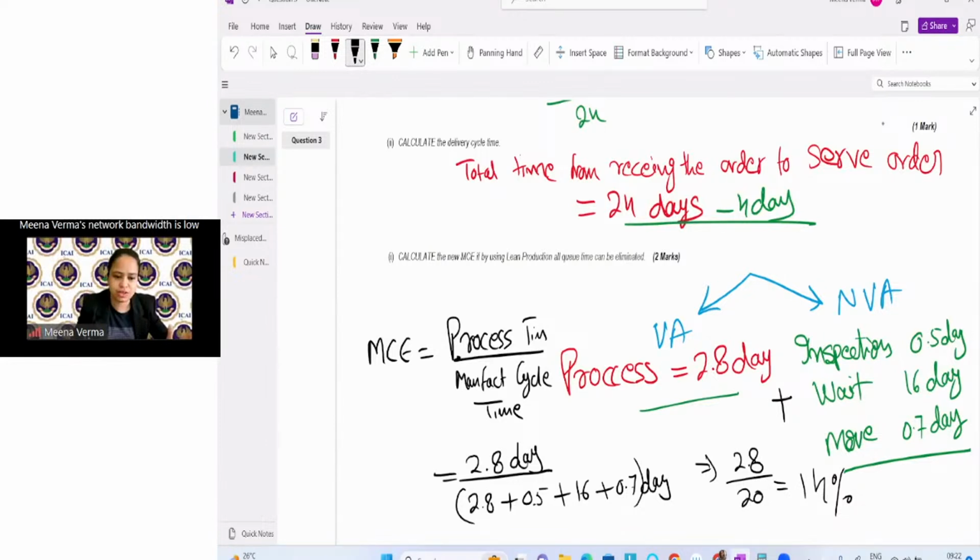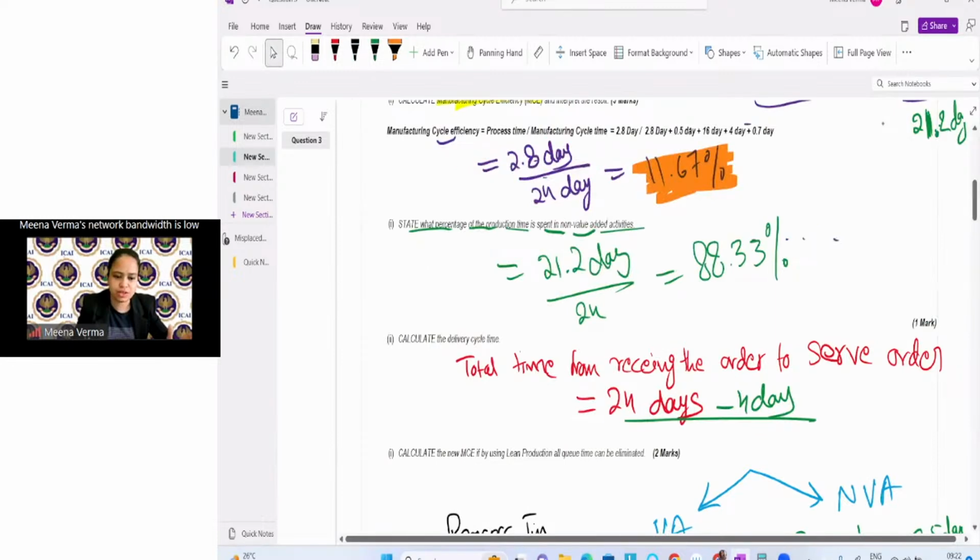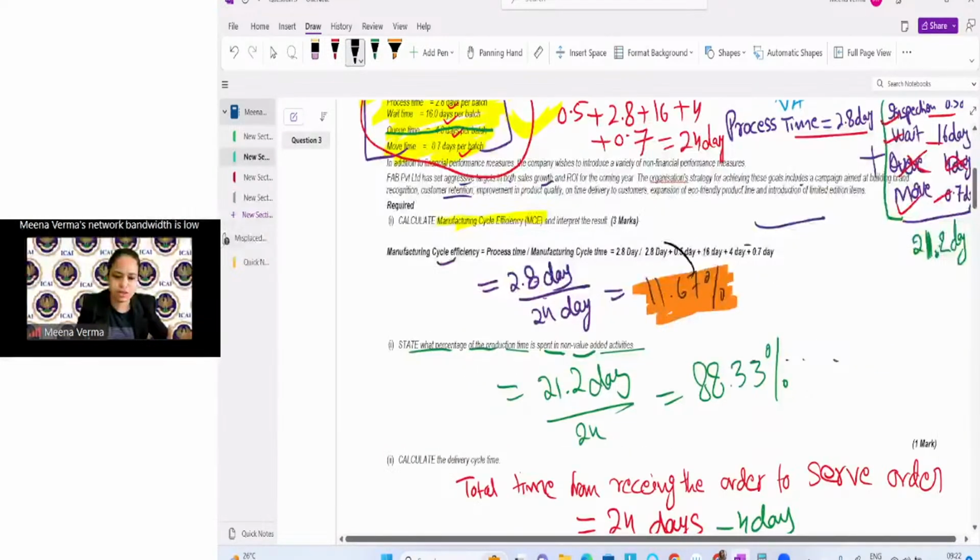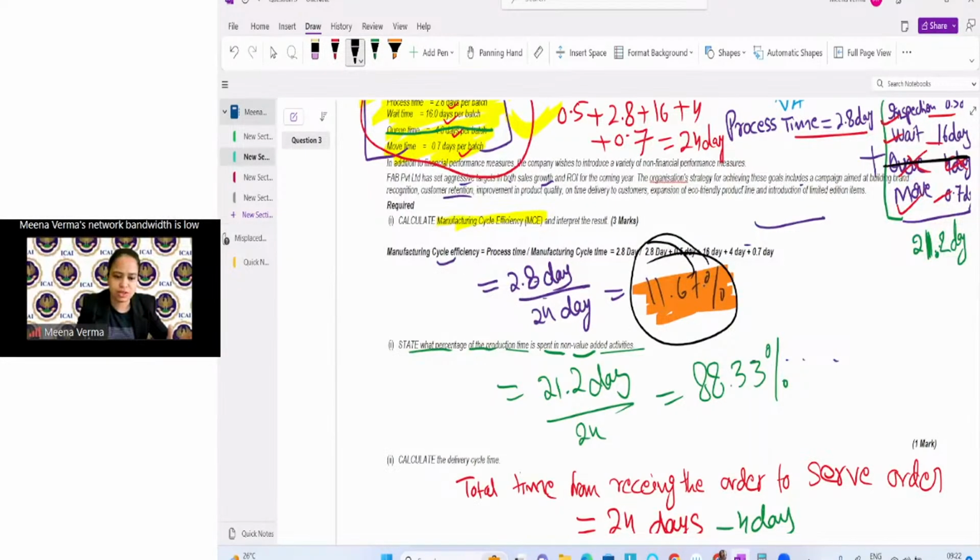Even if you have removed the queue time by 4 days, you can see the effect here on the percentage of manufacturing cycle efficiency; we have become more efficient. When we remove the waste, the non-value-added activity, the manufacturing process becomes more efficient. You can see the efficiency has improved, from 11 point something to 14%.